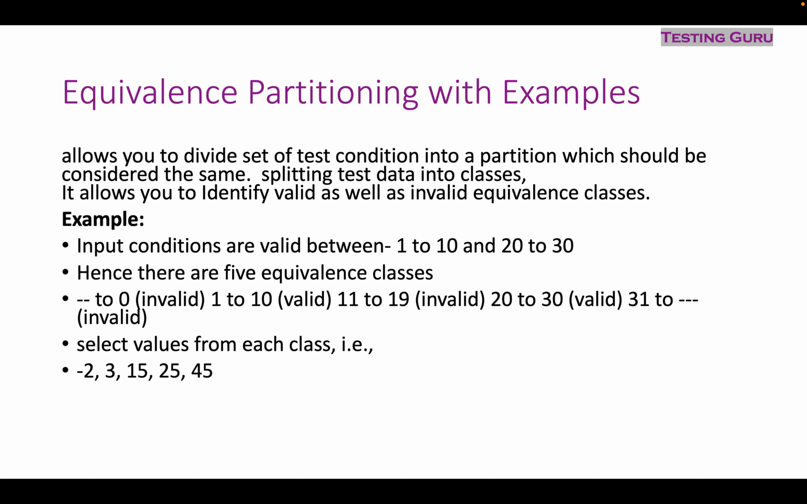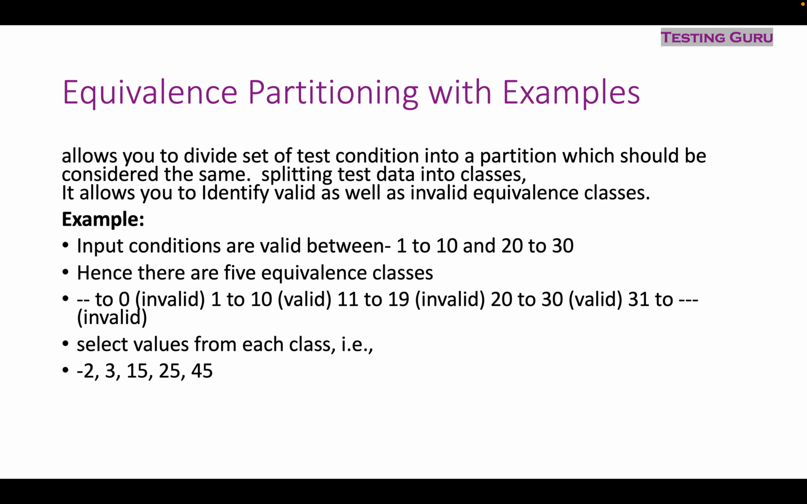Here it allows you to divide the set of conditions into partitions, which should be considered the same. Splitting the test data into classes allows you to identify valid as well as invalid equivalence classes. So for example, the input conditions are valid between 1 to 10 and also 20 to 30. So we have two conditions here: 1 to 10 should be allowed, and after that we have 20 to 30. These are the two conditions we need to check.